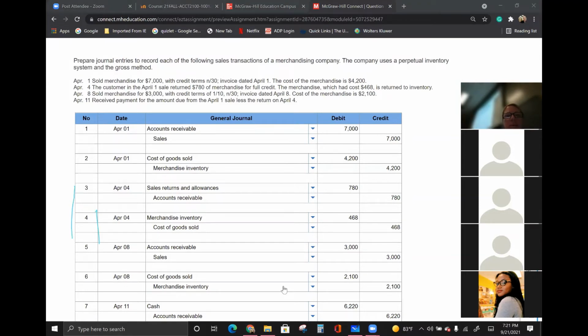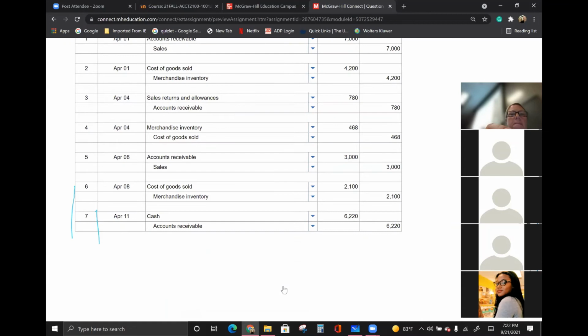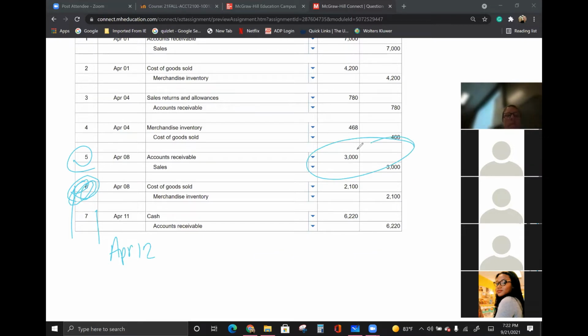I should have probably done this first. Okay. So let's just say April 12th, we get payment for number 6. It's this one, the $3,000. So we take the $3,000 times the 1% to get the $30. That's the discount that we're giving them. So cash received, that's my debit, $2,970.